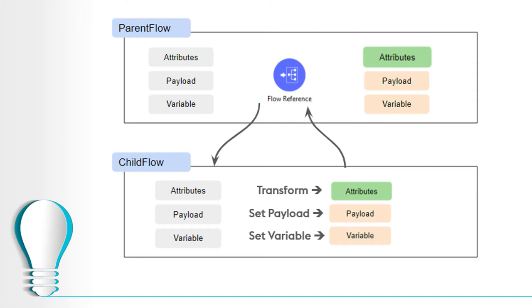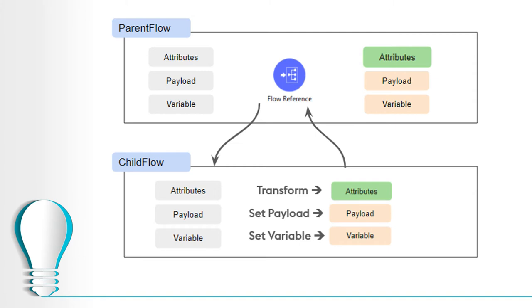Let's start with our first example. In this case, our Mule event consists of original attributes, payload, and variables. When we call the flow reference, we are passing this original Mule event to the child flow. So all these attributes, payload, and variables are accessible in the child flow. Now, if you do not do any transformation, then these original attributes, payloads, and variables will be available in your main flow. But what if you update them?